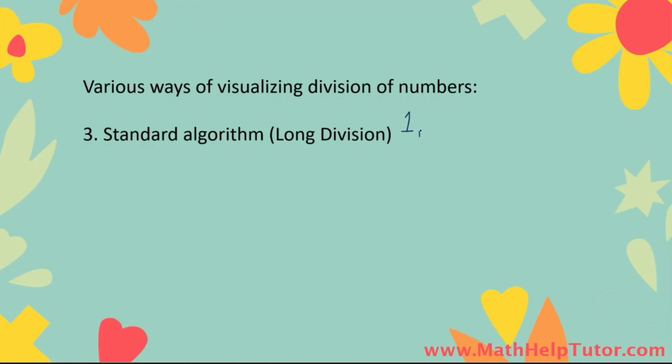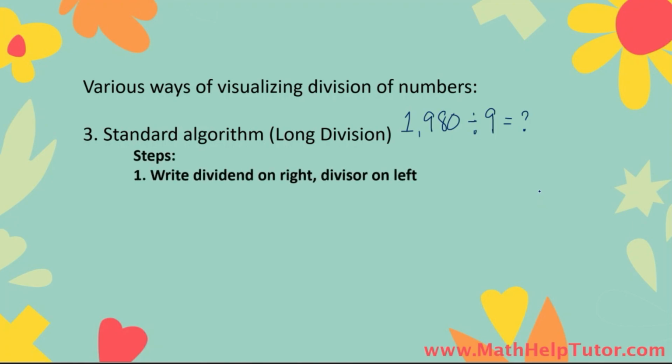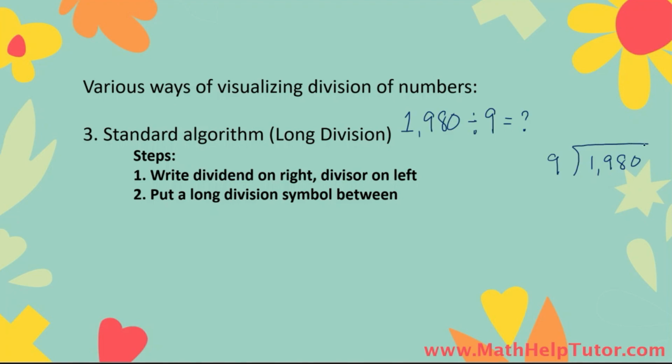Let's now try an even bigger number. How about 1980 divided by 9? So again, let us follow the steps for long division in order to answer this question. First, we write the dividend on the right and the divisor on the left. So that's 1980 and 9. Then we put a long division symbol between the dividend and the divisor.